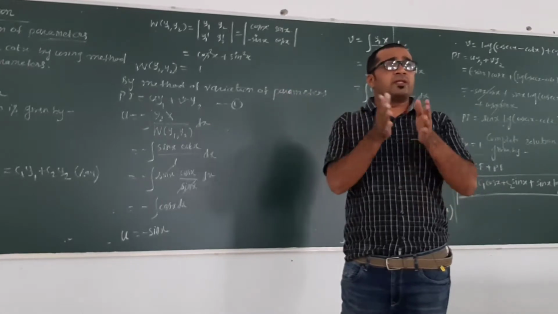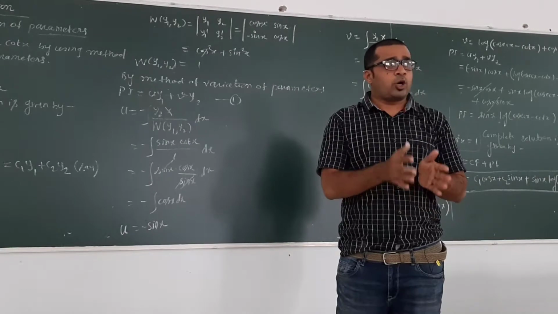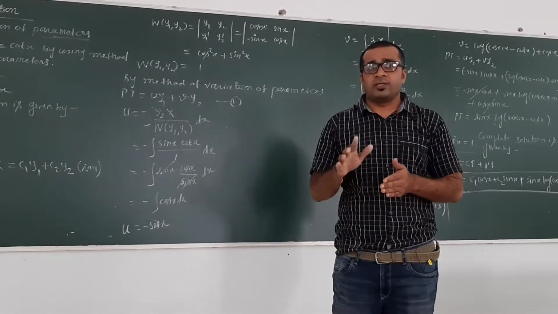So this is one more method to get the PI. It is a generalized method. We can use the general method or the method of variation of parameter to get the PI.